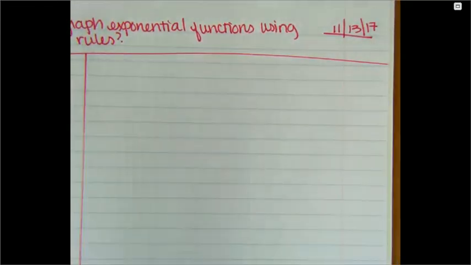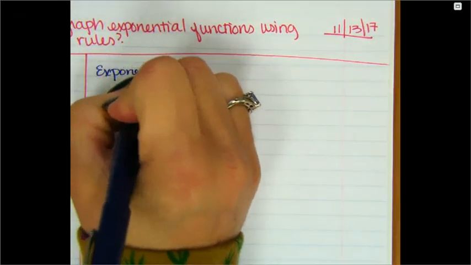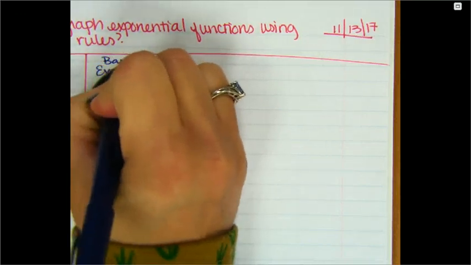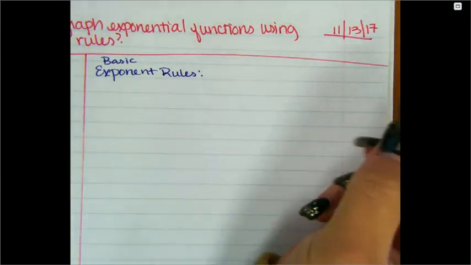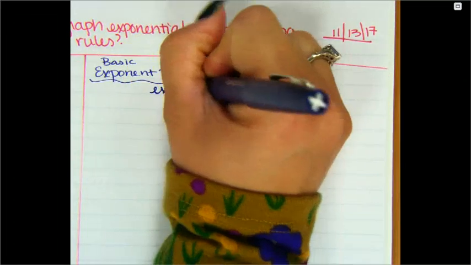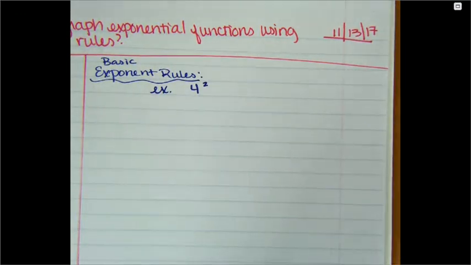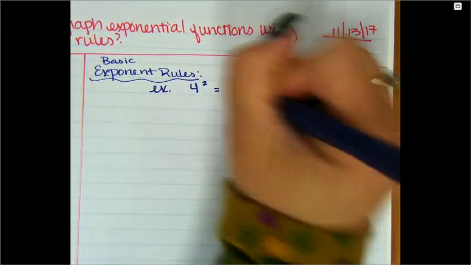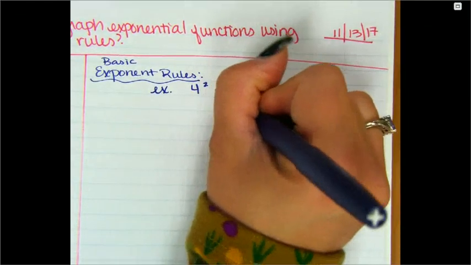All right, let's review some exponent rules. You ready? Let's talk about basic exponent rules for a second. Like 4 squared. What does it mean to be 4 squared? Now, what's the answer, but what does it mean? You're multiplying 4 times 4. Very good. And then I know that that is equal to what? 16. Good.